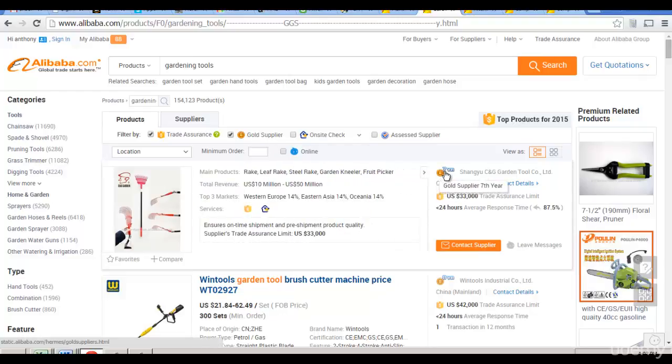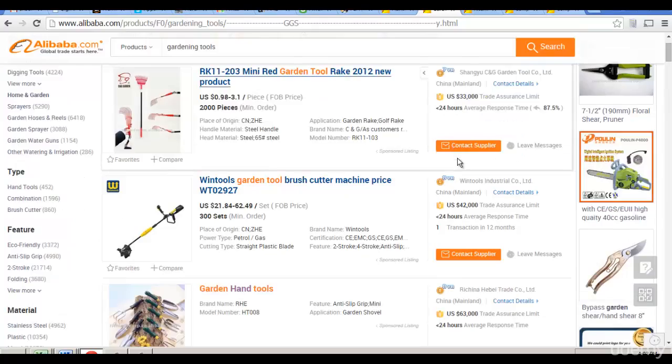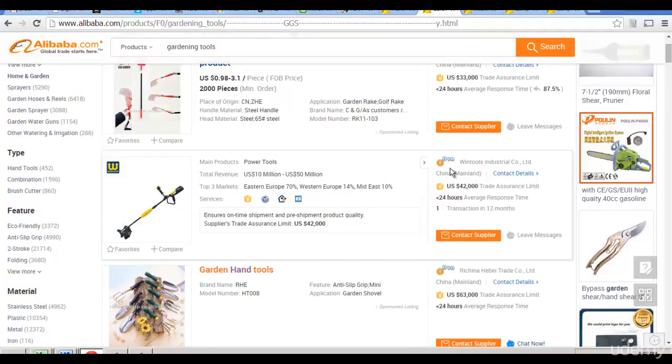Okay, so that's a very important part to have, is to have trade assurance with anybody that you do business with on Alibaba. And also you want them to be a gold level supplier. And the more years they've been a gold level supplier, the better. I would much rather deal with somebody that's a 7-year member than a 1-year member. But I wouldn't necessarily restrict you from doing business with somebody just because they've only been a 1-year gold supplier. But if I had the choice between two places, I would definitely pick the one with more years.